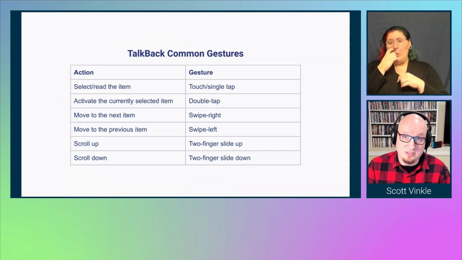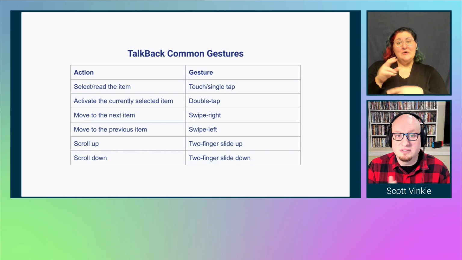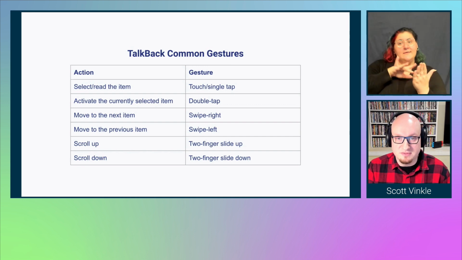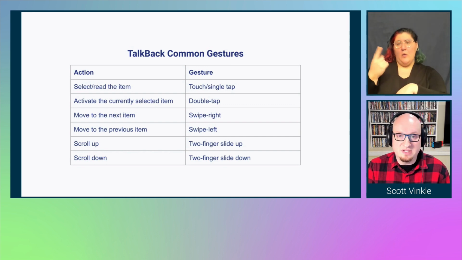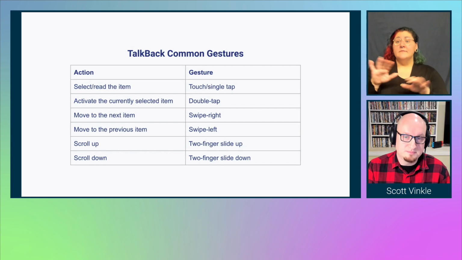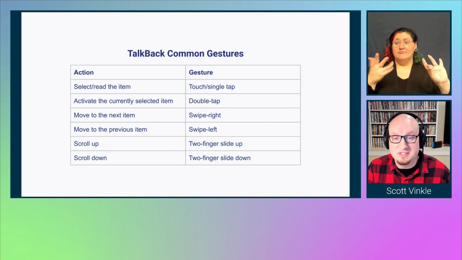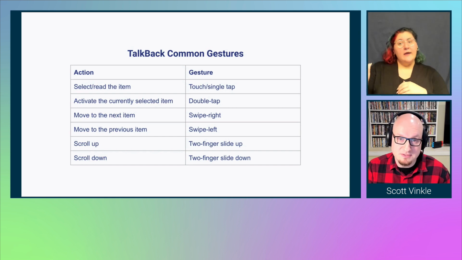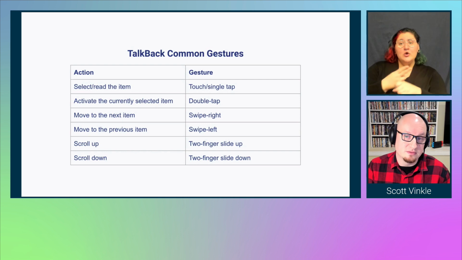Coming back to Android, while you're testing with TalkBack, here are some more common gestures. To select and read the item is a touch or a single tap. Activating the currently selected item is a double tap. Move to the next item is swipe right. Move to the previous item, swipe left. Scroll up is a 2-finger slide up. Scrolling down is a 2-finger slide down.